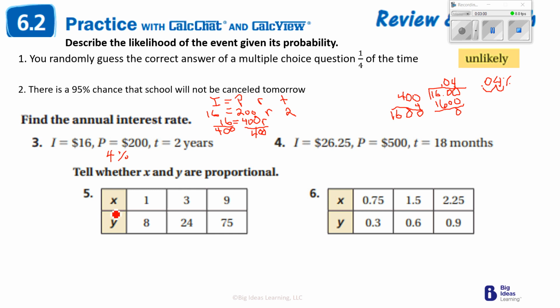Number 4 is for you to do. I'm going to do number 5. Tell whether X and Y are proportional. All right, to do this, I have to make sure when I divide Y by X, I get the same number every time. 8 divided by 1, well, that equals 8. 24 divided by 3, well, that equals 8 as well.